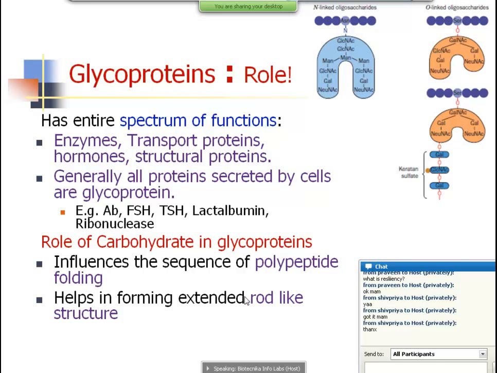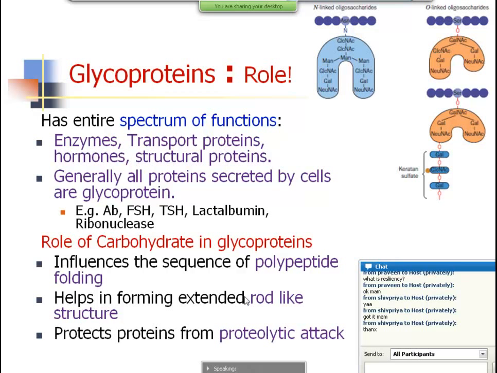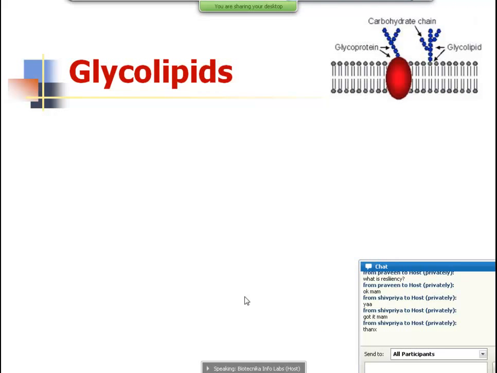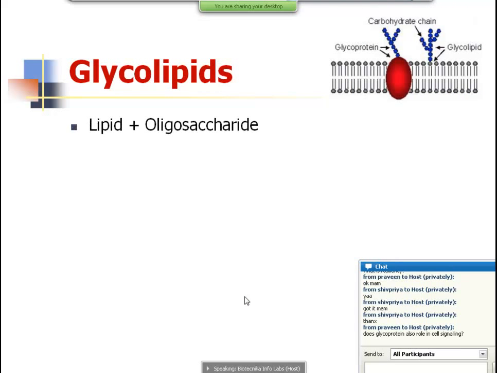So what is the role of the carbohydrate present in this glycoprotein? Mainly, it helps in the folding of the polypeptide to make it biologically active. It also prevents the proteins from undergoing any kind of proteolytic damage. Then, glycolipids are very similar to glycoproteins in function, in which lipids are attached to carbohydrate residues, and these are also found attached to the cell surface just as the proteins are.